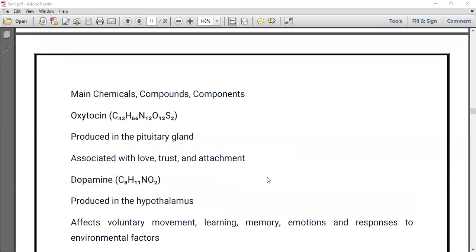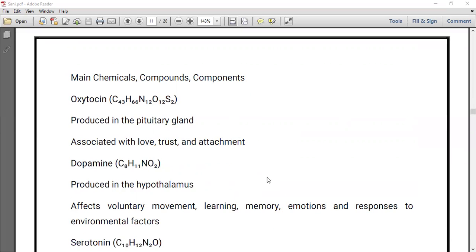Now I am discussing the neurotransmitters mentioned above: the main function, where each is found, and how it relates to our brain function. The main chemical components: number one, oxytocin. It is the most important neurotransmitter in our brain, produced in the pituitary gland and associated with love, trust, and attachment. The second one is dopamine.